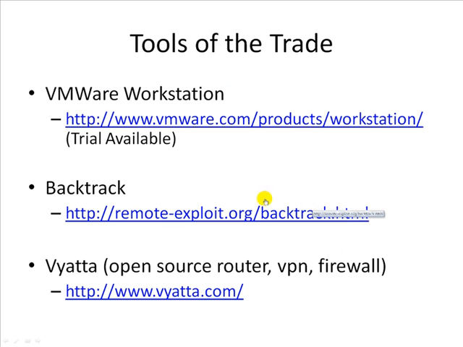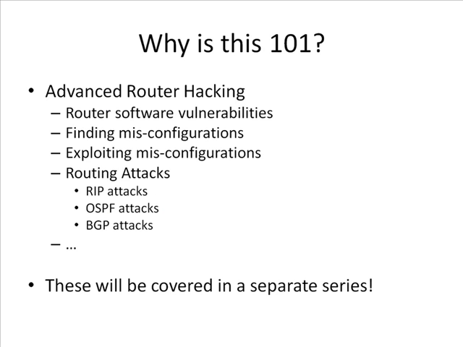So here are the tools of the trade. I'll be using VMware Workstation, which you can download from vmware.com. A trial version is available, which can also be used. For the hacker machine, I'll be using Backtrack, which can be downloaded from here. And finally, Vyatta, which is an open source router, VPN and firewall, can be downloaded from vyatta.com. I'd urge you to download all these tools, create the setup, and follow the attacks which I'll be teaching you. The final thing I'd like to mention in this introductory presentation is that this is just 101.